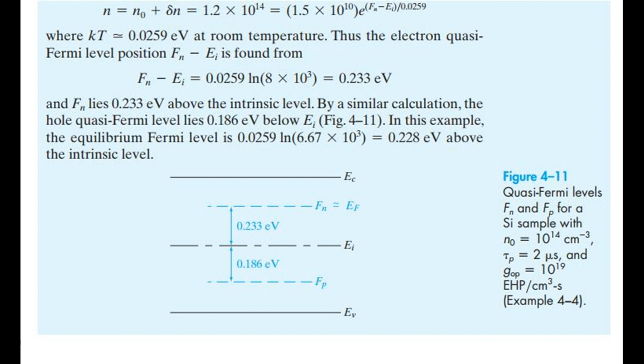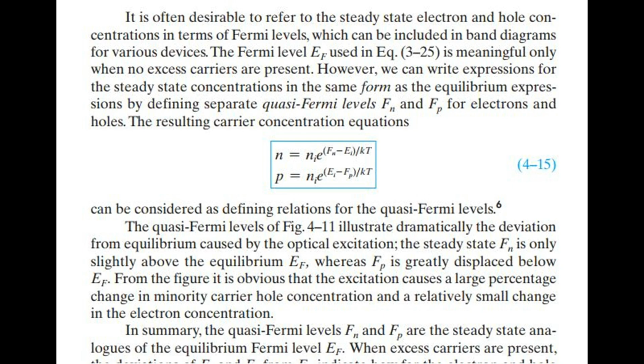Example 4.4. It is often desirable to refer to the steady-state electron and hole concentrations in terms of Fermi levels, which can be included in band diagrams for various devices. The Fermi level used in Eq. 3.25 is meaningful only when no excess carriers are present. However, we can write expressions for the steady-state concentrations in the same form as the equilibrium expressions by defining separate quasi-Fermi levels Fn and Fp for electrons and holes. The resulting carrier concentration equations can be considered as defining relations for the quasi-Fermi levels.